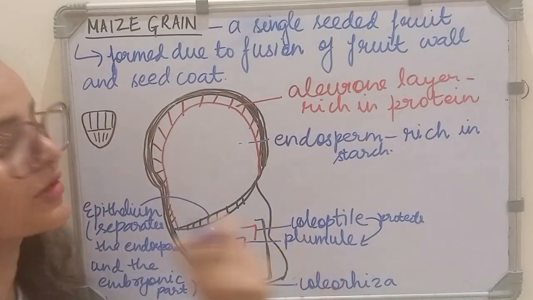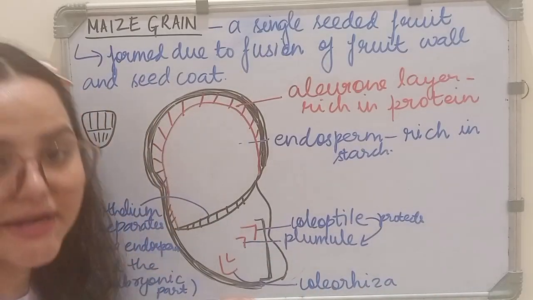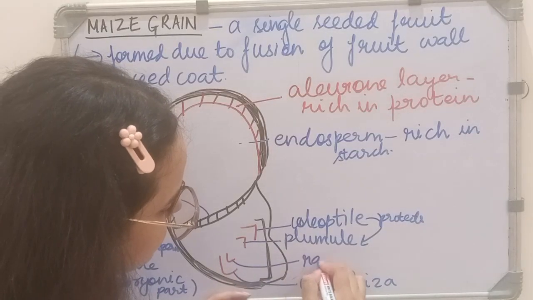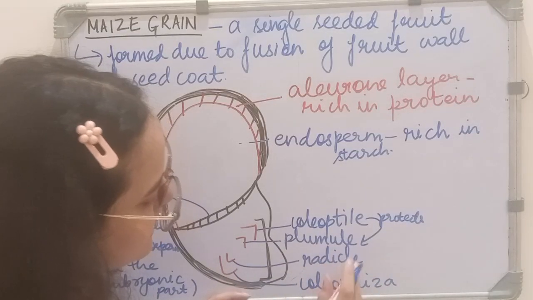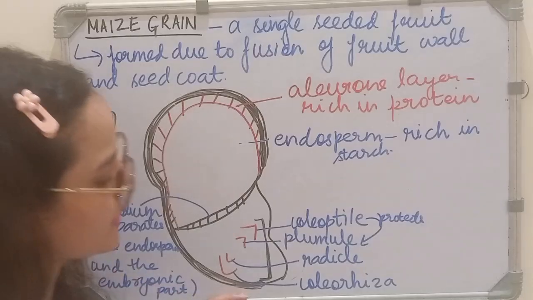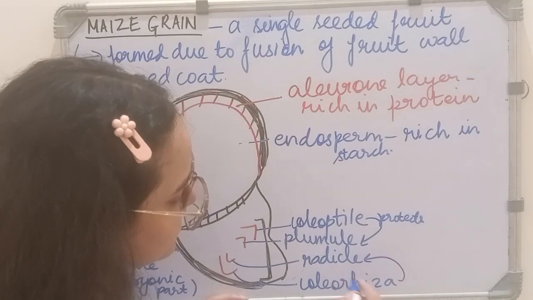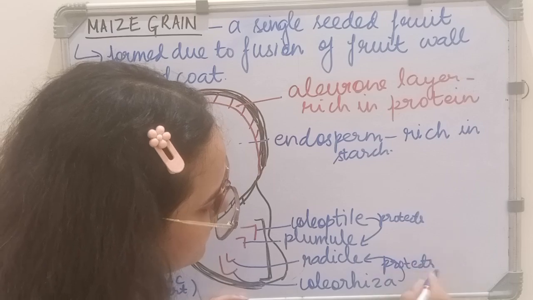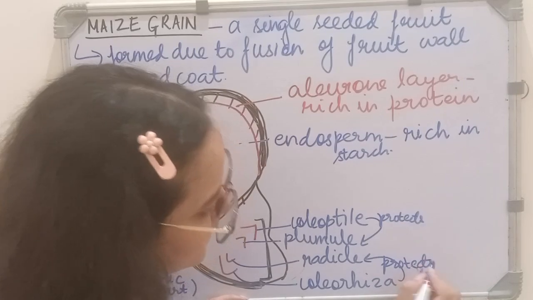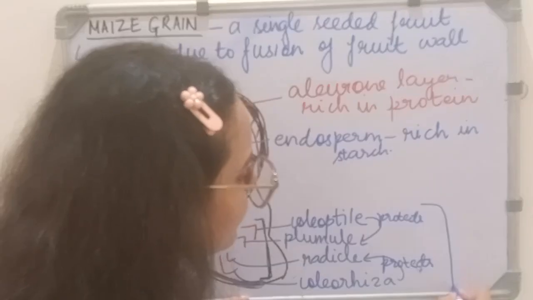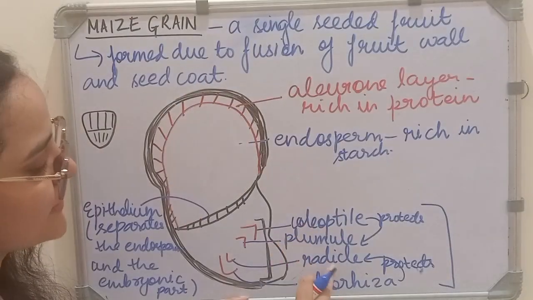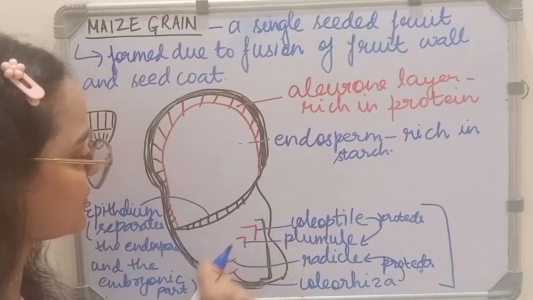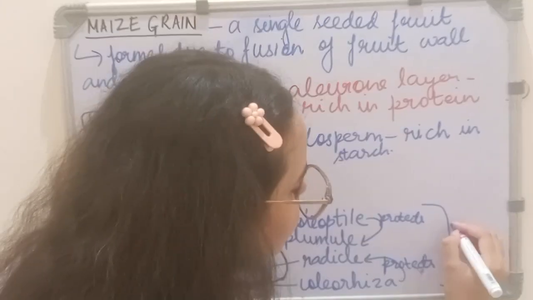And this coleorhiza protects the radicle, which forms the root. So this radicle forms the root, and the coleorhiza is protecting this radicle. This whole thing, the coleoptile, plumule, radicle and coleorhiza, is part of our embryo. This whole thing is the embryo.